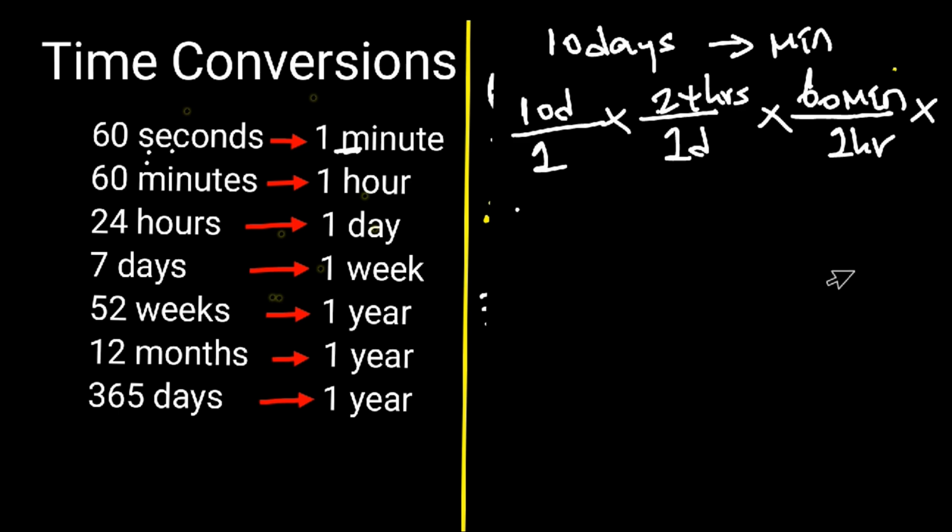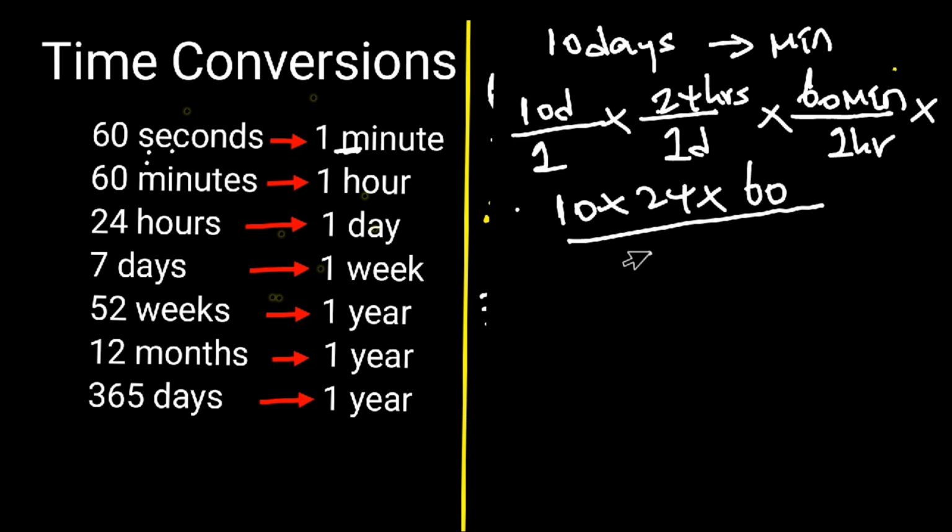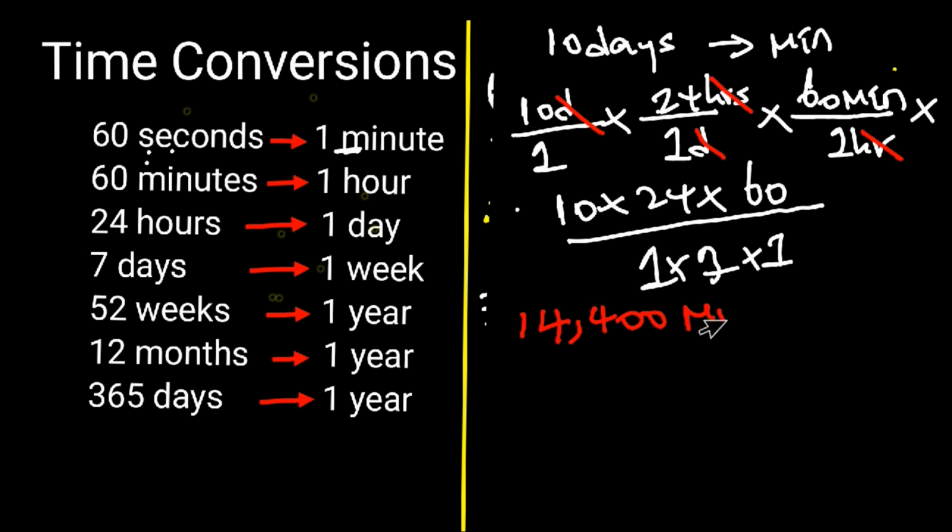Alright, so we are going to multiply 10 by 24 by 60, then over 1 times 1 times 1. So these days and this day will cancel, hours and hours will cancel. So if you put this in your calculator, you are going to get 14,400 minutes. So it means that in 10 days we have 14,400 minutes.